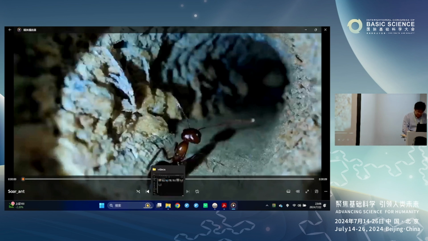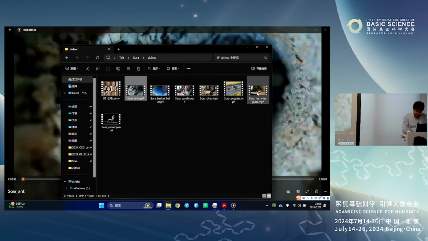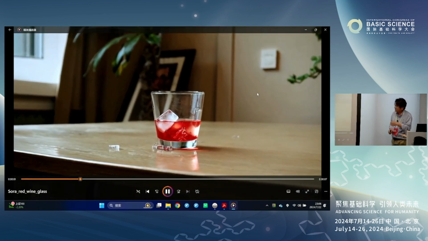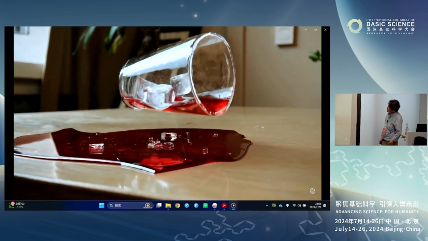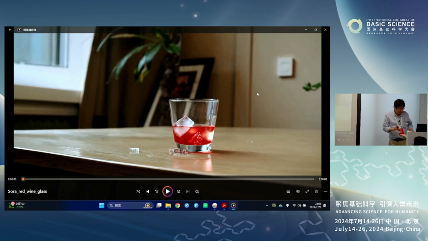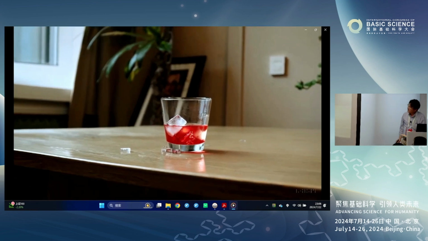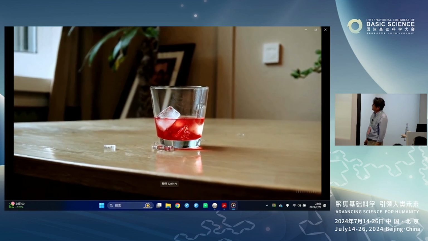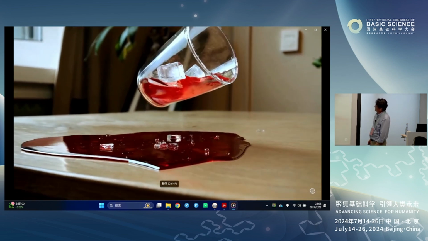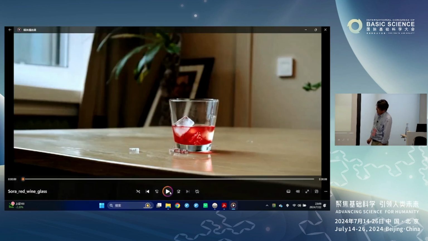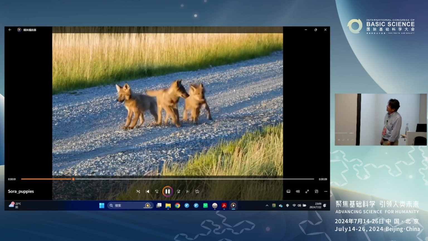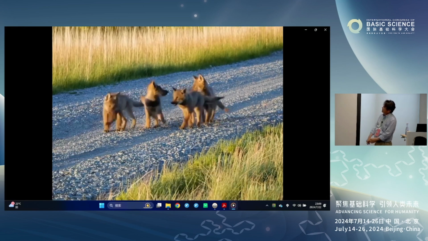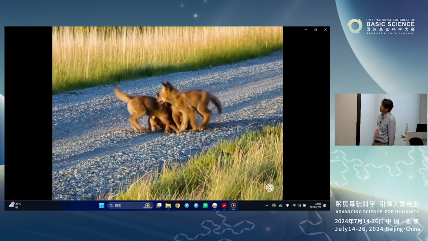Okay, but then we come to this one, to this one. So this one is a very famous one, right? Okay, this one. Okay, and this one actually is similar to the following one from our point of view. This one. So you see the number of puppies changes all the time, right?